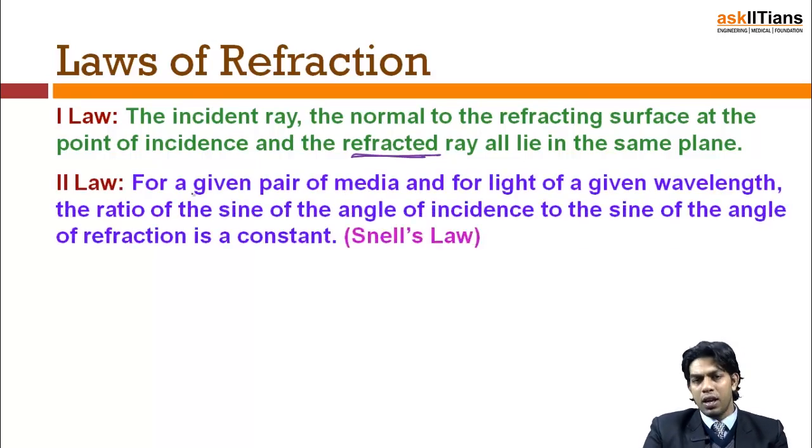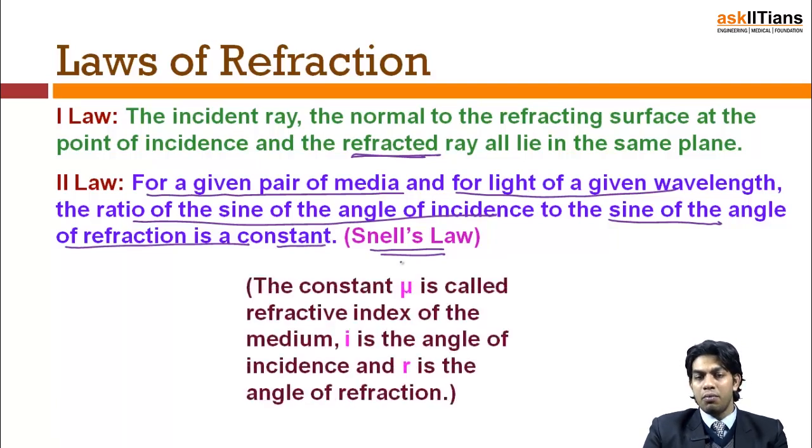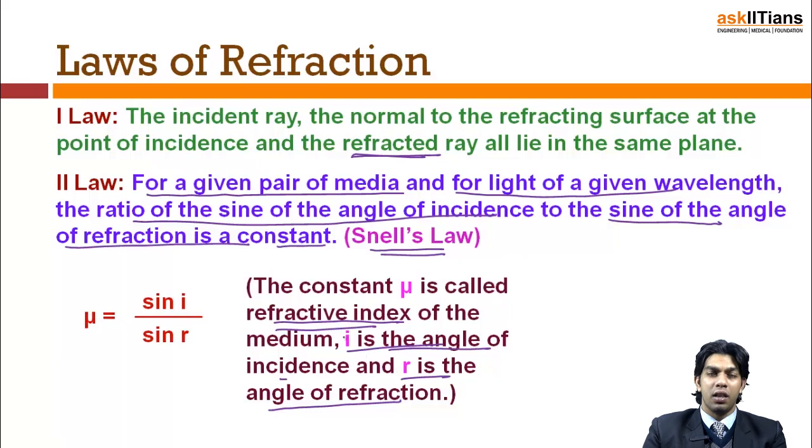Second is Snell's law. For a given pair of media and for light of a given wavelength, the ratio of the sine of the angle of incidence to the sine of the angle of refraction is constant. That's what Snell said. That ratio, as we now know it, is also called the refractive index. That constant mu is the refractive index, i is the angle of incidence, r is the angle of refraction. So if you want to write a mathematical equation corresponding to this, here it is: mu, the refractive index, is equal to sin i by sin r.